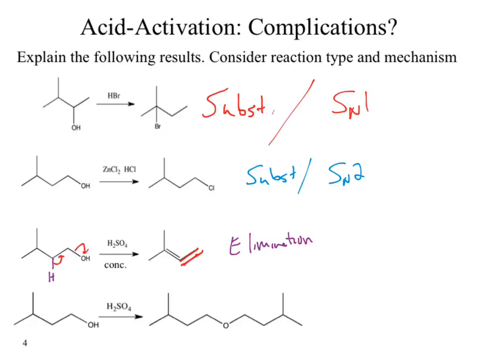Okay. Next issue, with your E2 eliminations. To get an E2 elimination to occur, what else has to be added? It has to do with the anti-periplanar. We have to have the anti-periplanar alignment, where your hydrogen and your leaving group are opposite each other. What is getting that hydrogen removed? In the E2 elimination, that is a non-polar bond. There is no reason that bond should break.